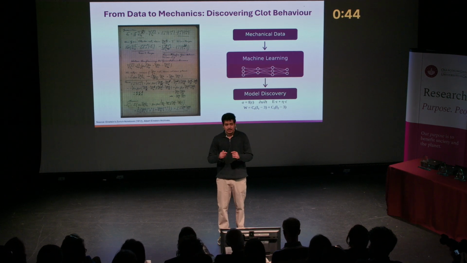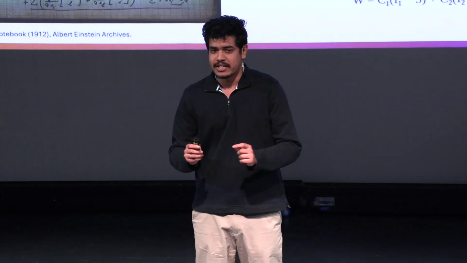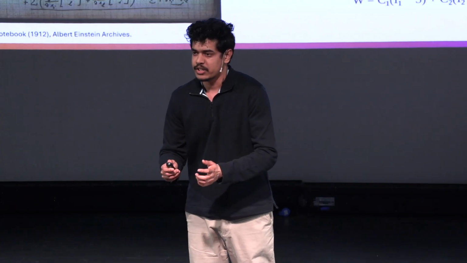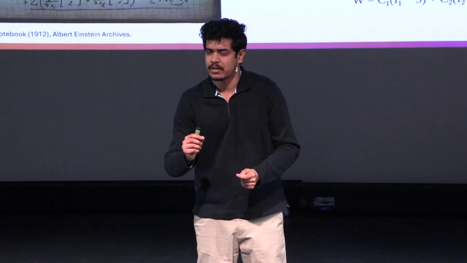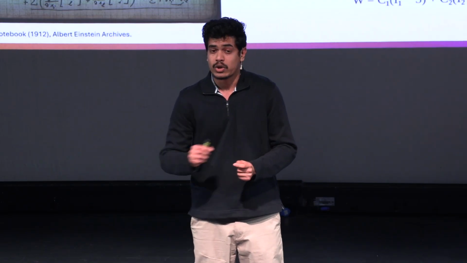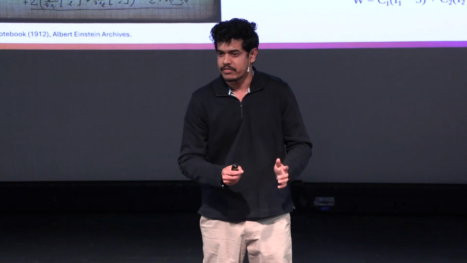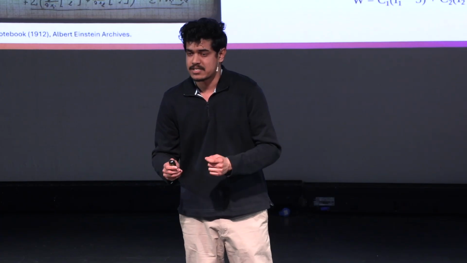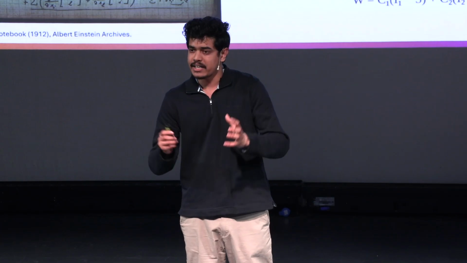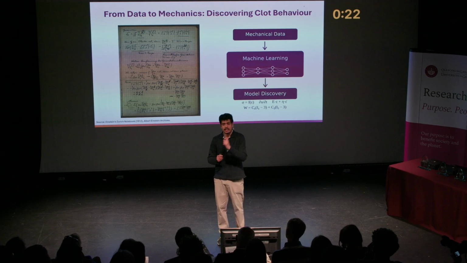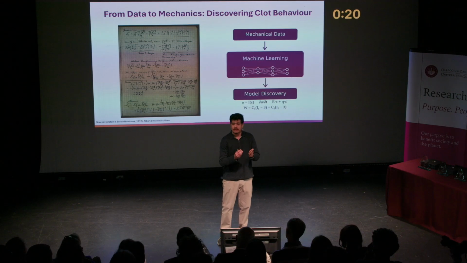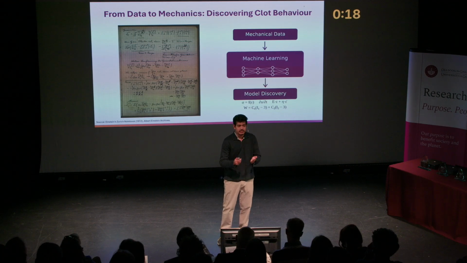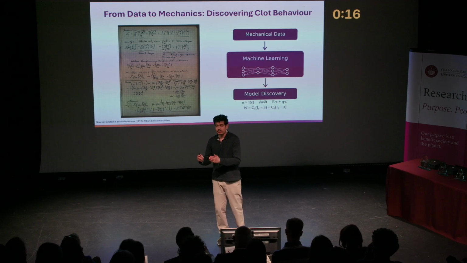But traditionally, if you want to get to those equations, you start with the fundamentals, first principles. You take your pen, paper, and years of theory to write down and get to those governing equations. But I will do something else. I will use machine learning. All the data generated using the mechanical tests, I will feed to the machine learning algorithm to get the governing equation, the governing equation which will tell me the behavior of the clot.